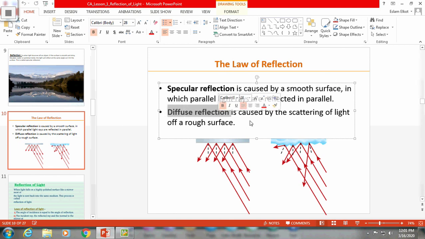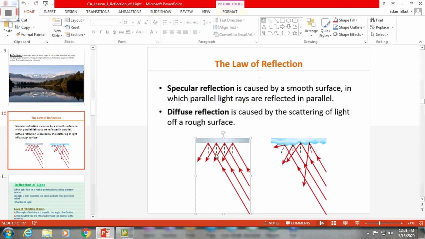Diffuse reflection is caused when the surface is not smooth, it's scattering. When the surface is rough, it's called diffuse reflection. And you can notice the difference between these two pictures here. One surface is smooth and the other one is scattering.